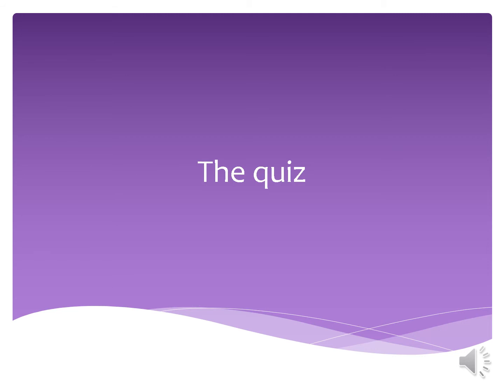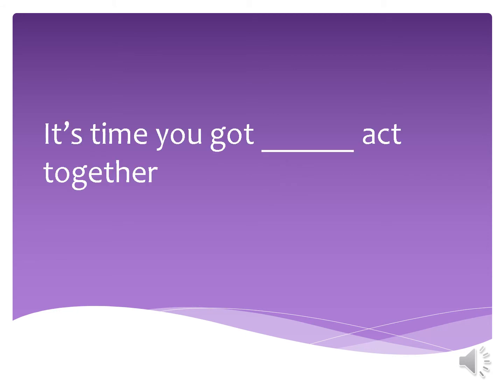It's entirely up to you. You can pause the video and write the whole thing out, or just number them. I think in the quiz there are 16 questions, so numbers 1 to 16, and let's begin the quiz. The first one: it's time you got blank act together. Is it Y-O-U-R, or is it Y-O-U apostrophe R-E? I'm going to pause for about 10 seconds each time and then give you the correct answer.